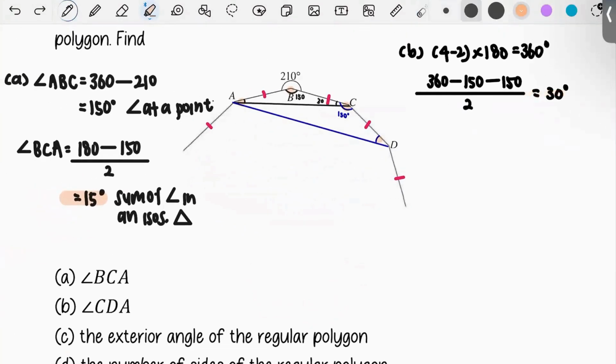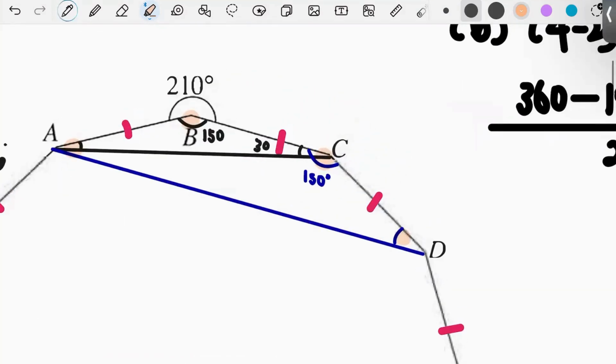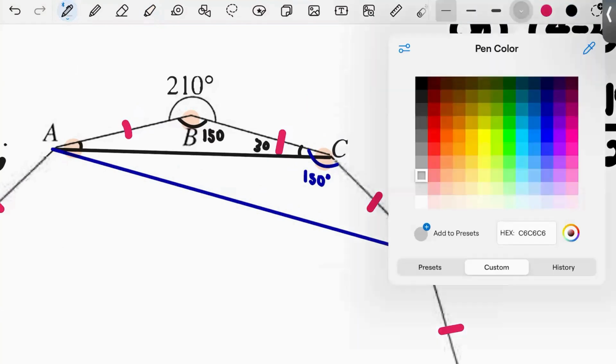Then we can look at part C now. For part C, they want the exterior angle of the regular polygon. So what did I tell you? We don't have the number of sides. So we want to take 360 and divide, but we cannot, right? We don't know how many. So just look at any one of these angles here.